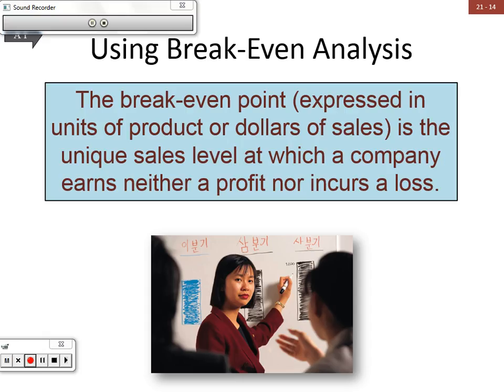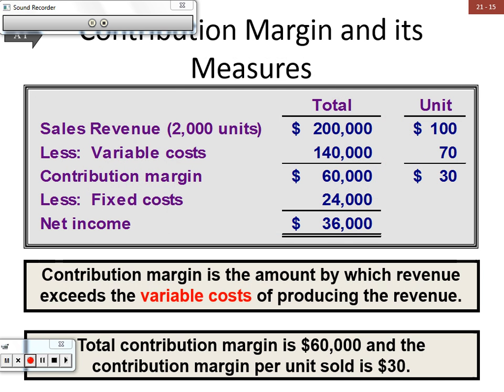So break even can be expressed in either dollars or units, sometimes in both. The reason why break even is so important is because the company needs to know exactly how much in sales they need to make sure that they can make budget, right? And they also know, as far as units are concerned, how low they are not allowed to go in order to make budget. So now we're talking about contribution margin.